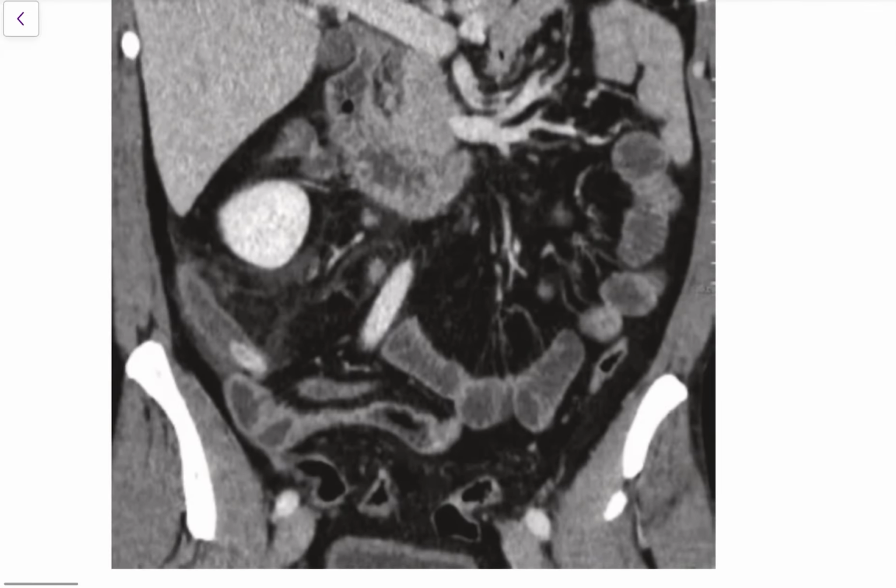Now what you can see here is this is the appendix and there is an obstruction at the luminal side. This is a fecolith. Okay, this bright color is the fecolith.